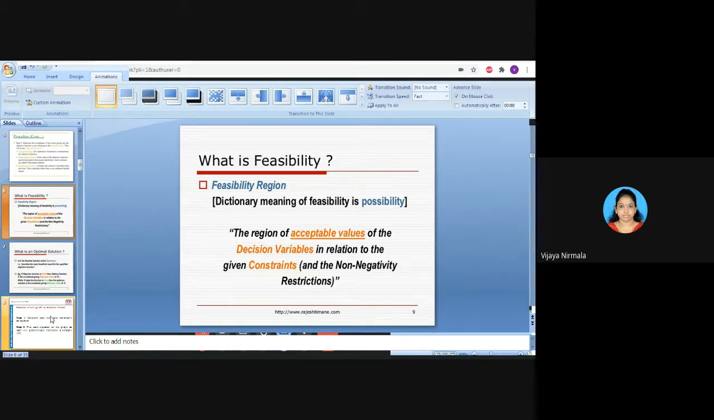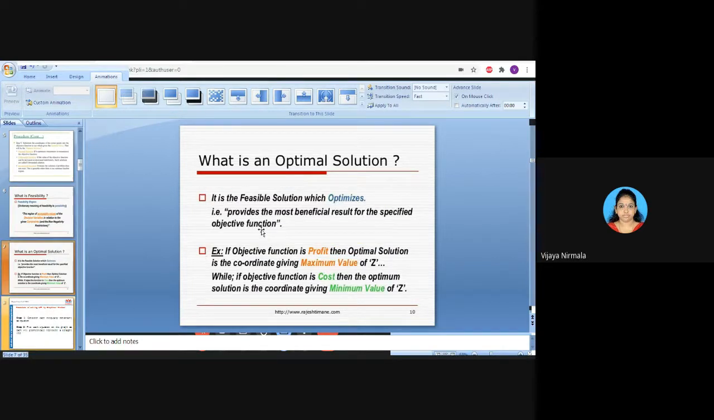So whenever you are plotting the values, the region which is being accepted according to the decision variables in relation to the given constraints is called the feasible region. Next, what is the optimal solution?